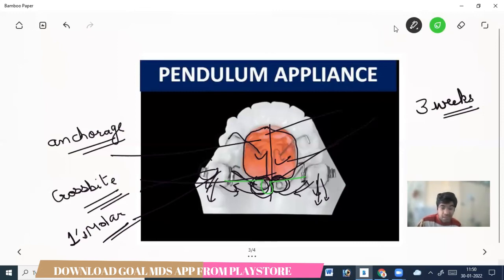So let us discuss now some important values that can be asked in your NEET exam. First thing that you have to remember is the pre-activation of the appliance. It mandates bending of the TMA spring 90 degrees, or parallel to the midline of the palate. Second, the initial activation will generate a force of 250 gram of force per side.